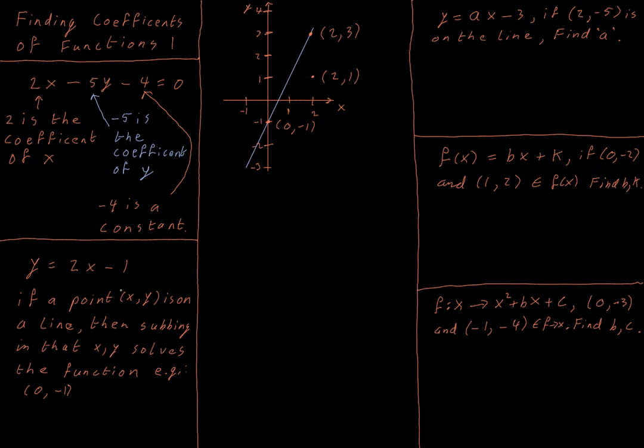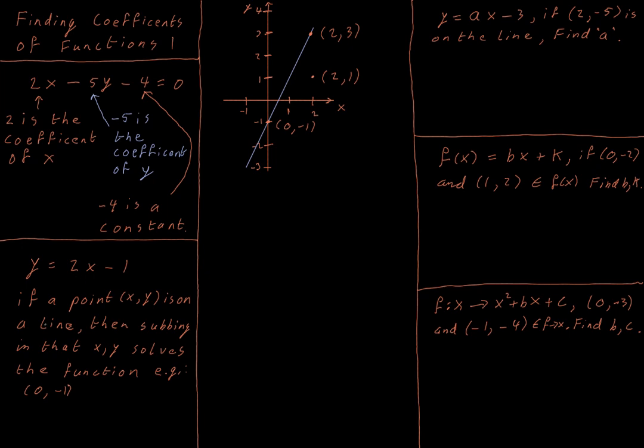A connected point to that is how we figure out if a point, an x and y coordinate, is on a line. And this will be important for solving our problems. So if we have a function like y is equal to 2x minus 1, we would say that this is a description of a relationship between x's and y's, between inputs and outputs. So if a point is on this line, and this is the equation of a straight line, then when we sub in a value for x and y, it's going to make the equation work out. It's going to make the function get solved.